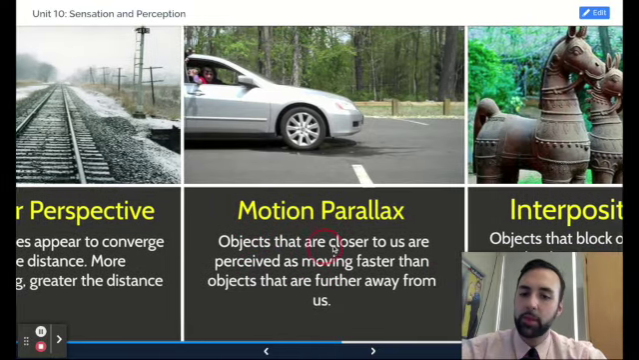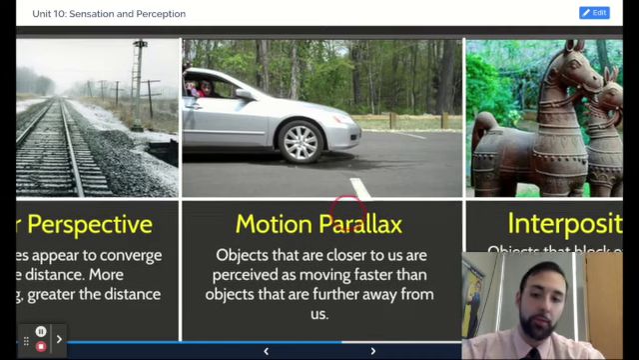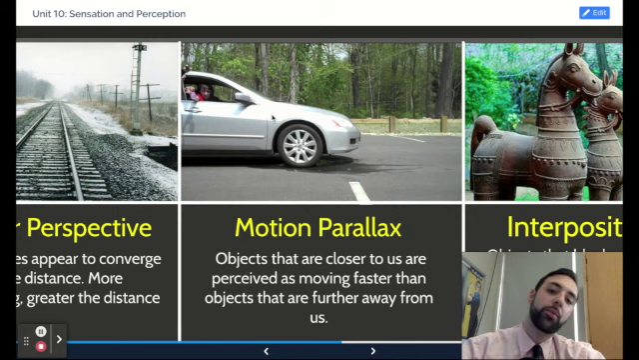Motion parallax, sometimes called relative motion. You'll notice in the document that I provide you, I'll actually have a synonym name of relative motion as well. But objects that are closer to us are perceived as moving faster than objects that are further away from us, particularly if it's an object that we anticipate to be moving, like this clearly moving vehicle. As a result of the fact that we know that it moves, it's going to be perceived to be closer than some of the other objects in the distance.